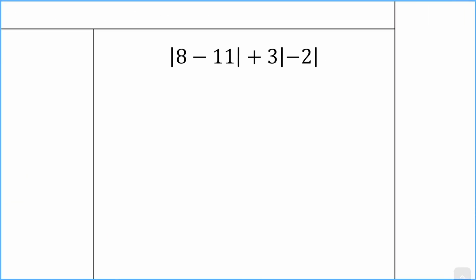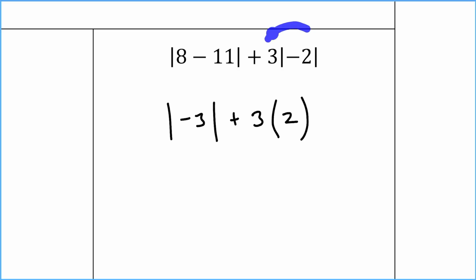Eight minus 11 is negative 3 plus 3. The absolute value of negative 2 is positive 2. So I'm going to switch this negative 2 right here. I'm switching that to a positive 2 and switch it to parentheses. The absolute value of negative 3 is 3. 3 times 2 is 6. 3 plus 6 is 9.